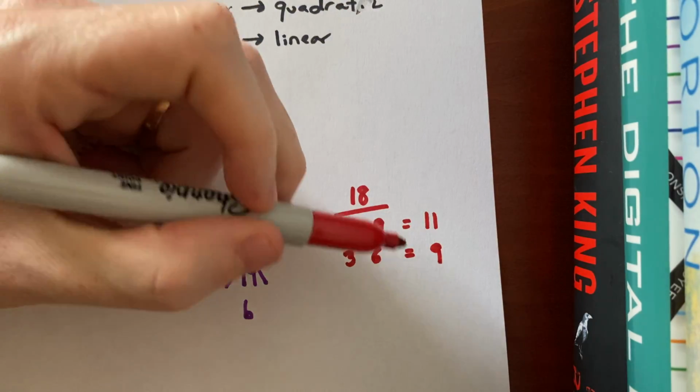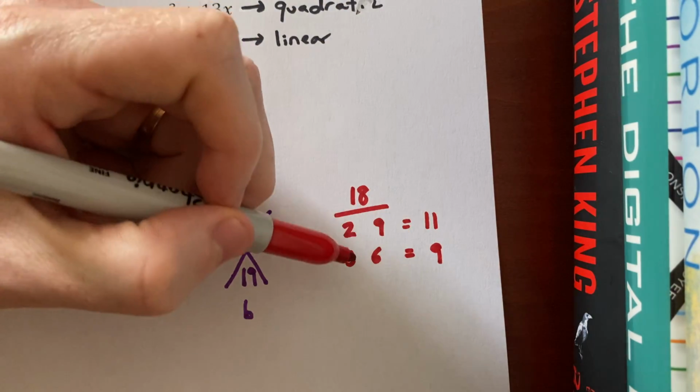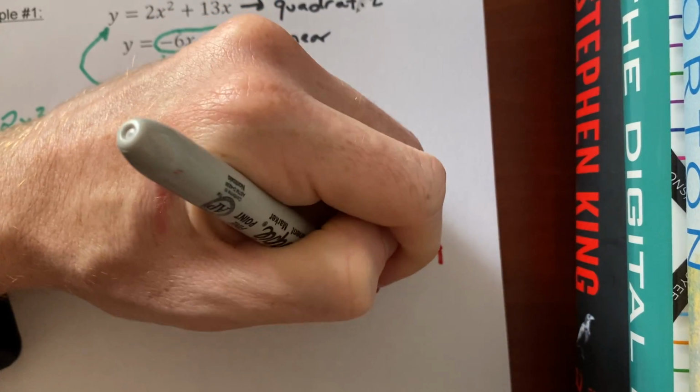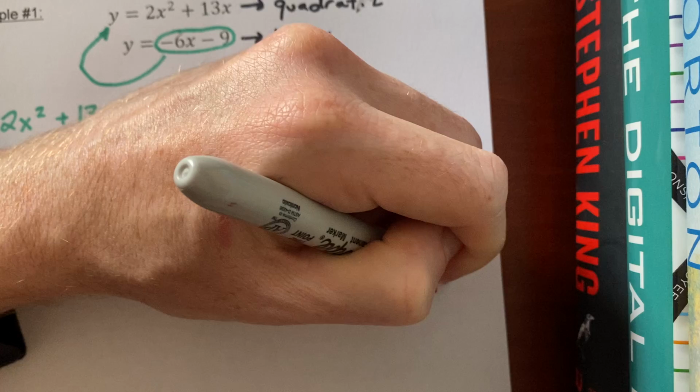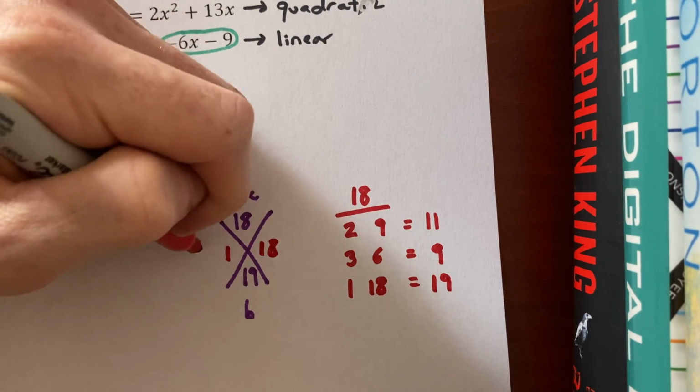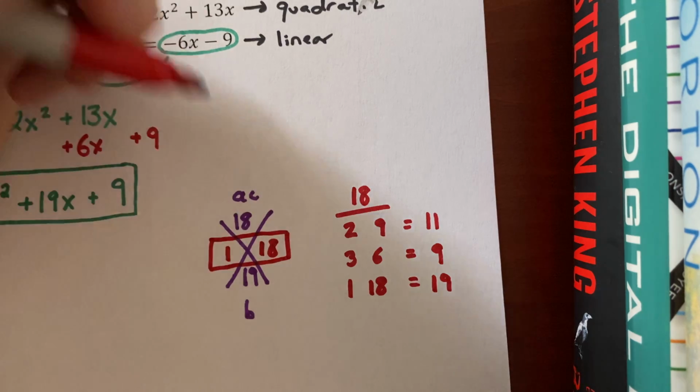I'm looking for the two numbers that when I multiply them, I get 18, but when I add them, I get 19. So let's try 1. 1 and 18, that is the 19 that I'm looking for. So that 1 and 18 are going to go right here. I like to box them off just so I know what I'm looking at.